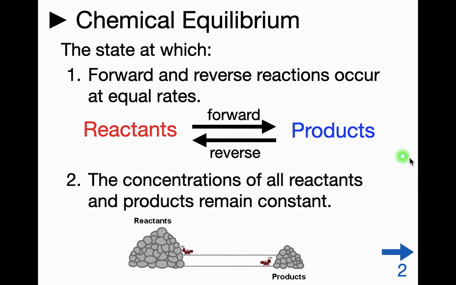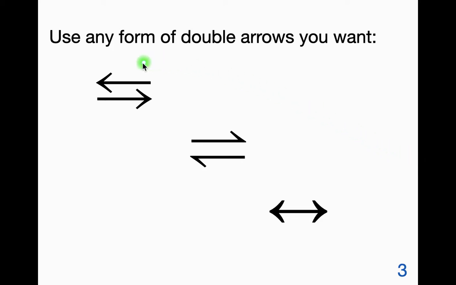Okay, now the double arrows here, this is just a little FYI. You can use any double arrows that you want, a full double arrow, half double arrows. This is typically the way that I draw it on the whiteboard. Or you could just use a single arrow with two heads on it. That's fine. Any one of these would be fine.